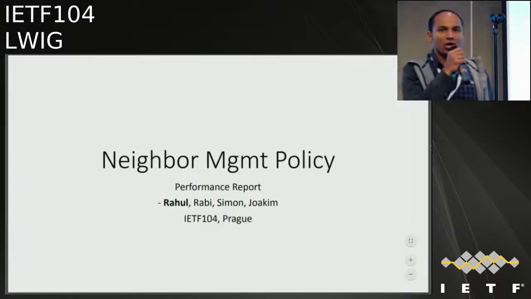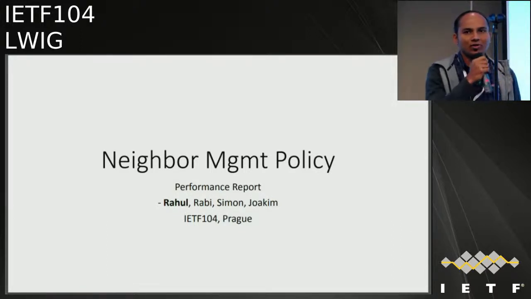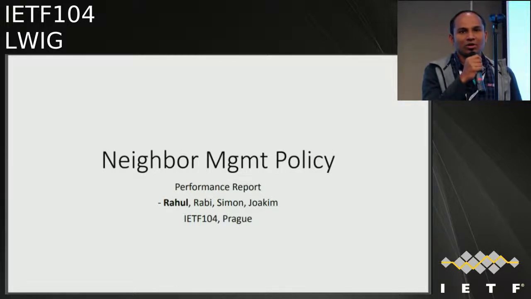Okay, hello, I'm Rahul Jadhav. I'll be talking about neighbor management policy. I won't be going into the details, but I'd like to give an overview. It comes into the picture for constrained nodes, which have limited memory resources, where the node density in the network is really, really high. So you have to manage the neighbor cache in an efficient way such that the churn in the neighbor cache is as little as possible, such that your routing adjacencies are stable enough. This directly impacts the overall latency that you can achieve for the applications and the packet delivery rates.